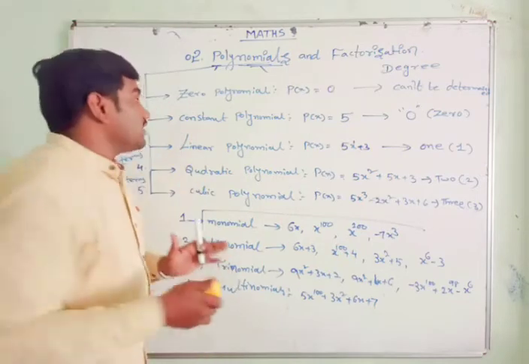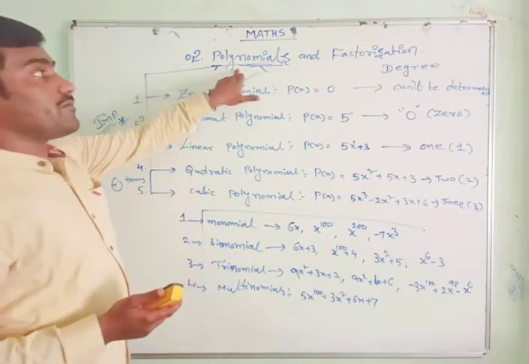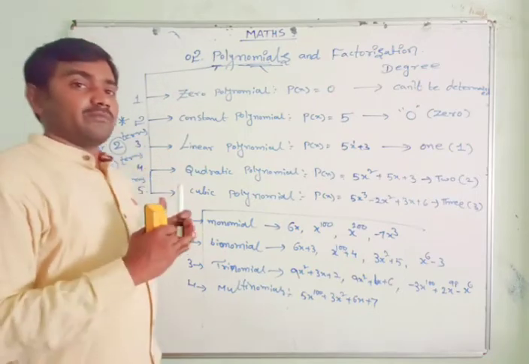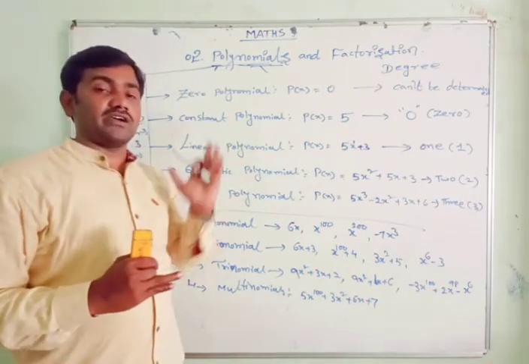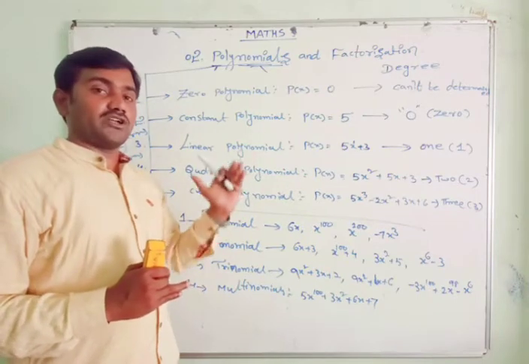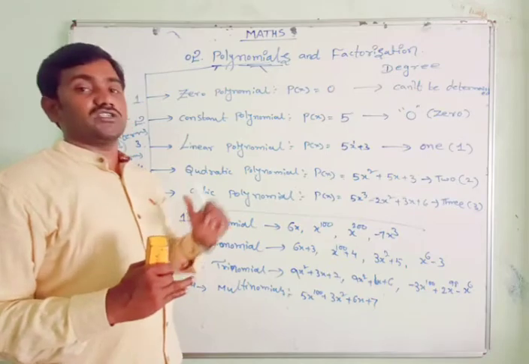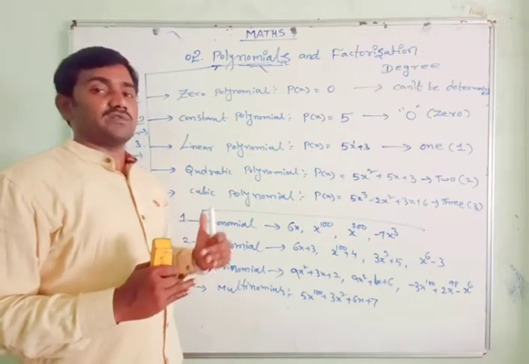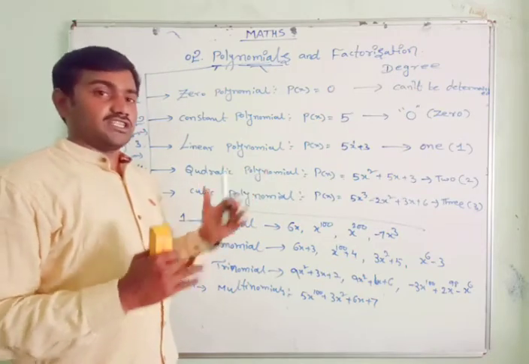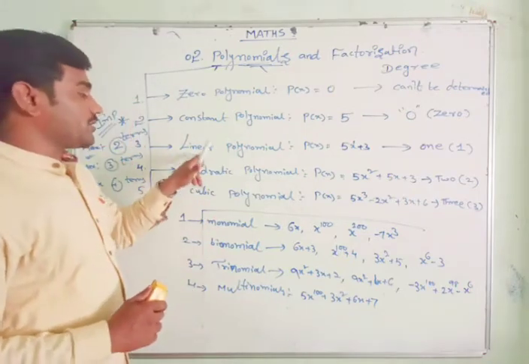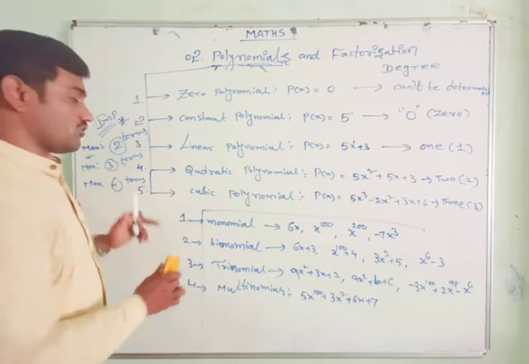But here, let's see, we have a general form of a polynomial. I have told you that a0 x to the power of n, a1 x to the power of n minus 1, a2 x to the power of n minus 2 and so on, a(n minus 2) x to the power of 2, a(n minus 1) x to the power of 1 and an. This is known as the general form of a polynomial. In the same way, we have a general form of a linear polynomial, quadratic polynomial, cubic polynomial also.